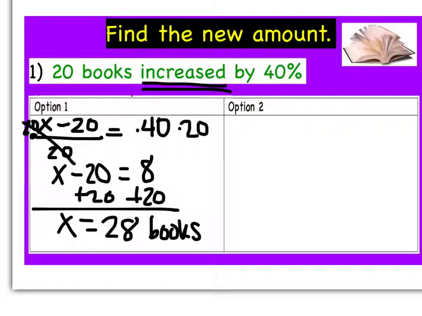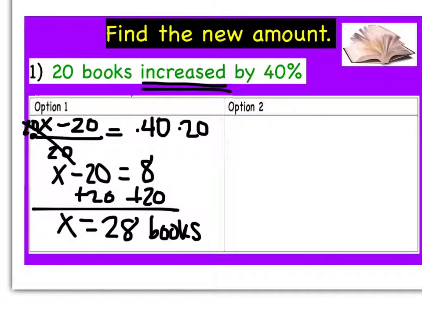Now that makes sense. I'm going to go back. We always need to ask ourselves, does that make sense? We have 20 books, and it's increased by 40%. We would know 50% of 20 is going to be 10. So we know our increase needs to be around 10 books, but a little under 10. And that makes sense because 8 is under 10, but it's still close to 10. So our answer makes sense.